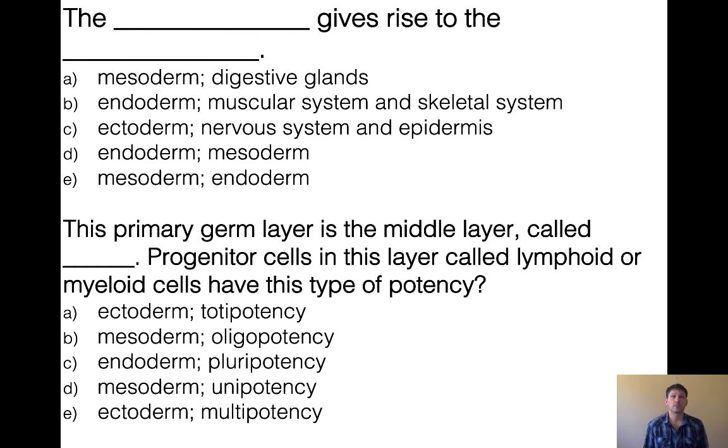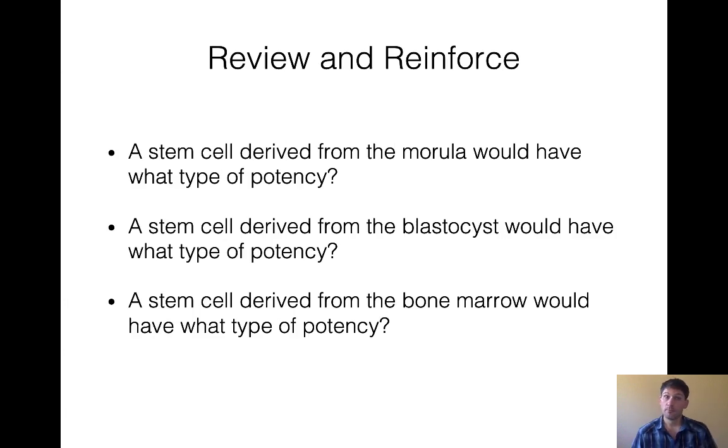The blank gives rise to the blank. And I hope you said the ectoderm gives rise to the nervous system and epidermis. And in question two, this primary germ layer is the middle layer called blank. Progenitor cells in this layer called lymphoid or myeloid have this type of potency. So mesoderm and oligopotency, right? Few, they can become few cells. The mesenchymal, hematopoietic stem cells would be multipotent. Again, pause here, practice these, and I'll see you in a second.